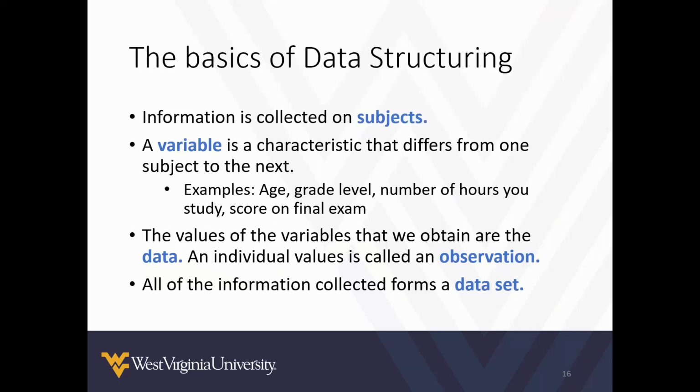Here are the basics. In statistics, we like to collect information on subjects. That information is often known as a variable, which is a characteristic that differs from one subject to the next. Some of these could be age, grade level, number of hours you study, or a score on a final exam. The values of the variables that we obtain are the data. An individual value is called an observation. All the information is collected to form a data set.